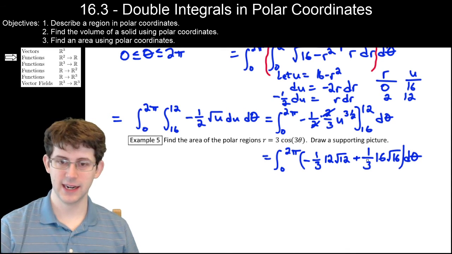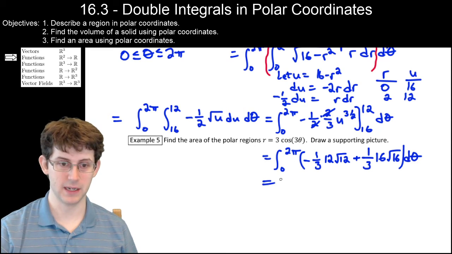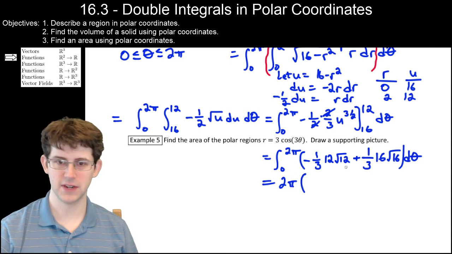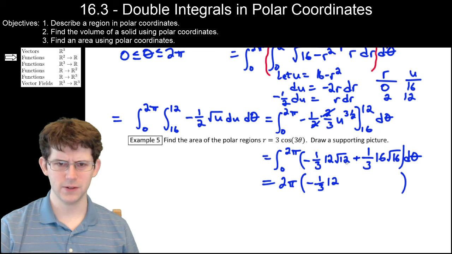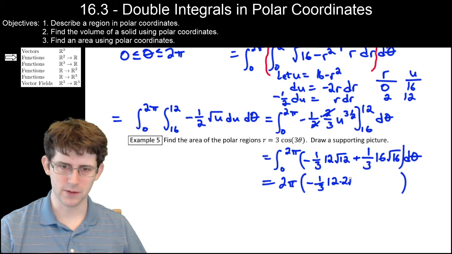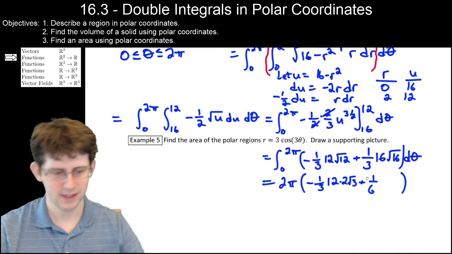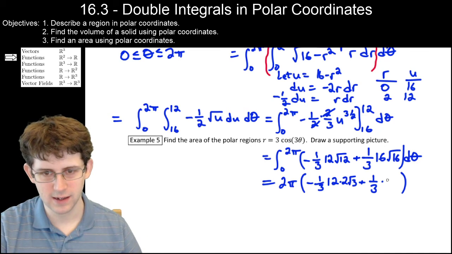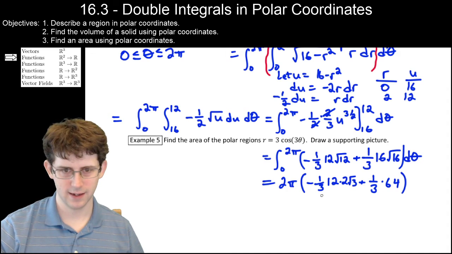This integrand has no theta in it, so the integral from 0 to 2 pi is just going to multiply by 2 pi. So if I can just finish simplifying this, then I'll be in good shape. Square root of 12 is 2 square root of 3, and square root of 16 is just 4. So I can get a pretty reasonable answer here.